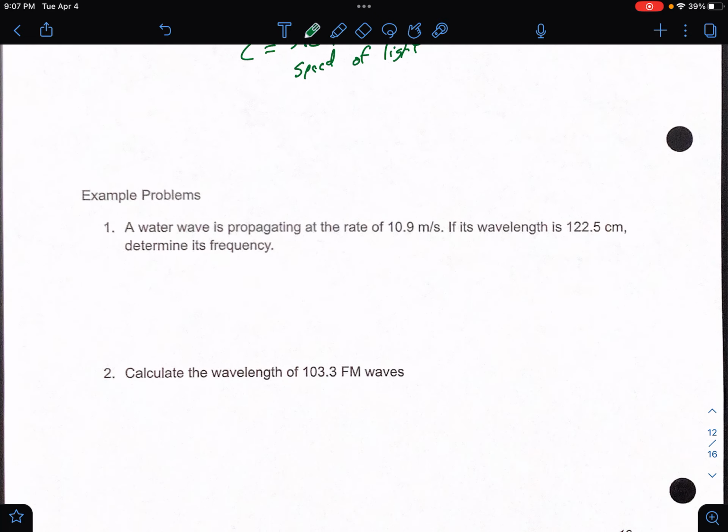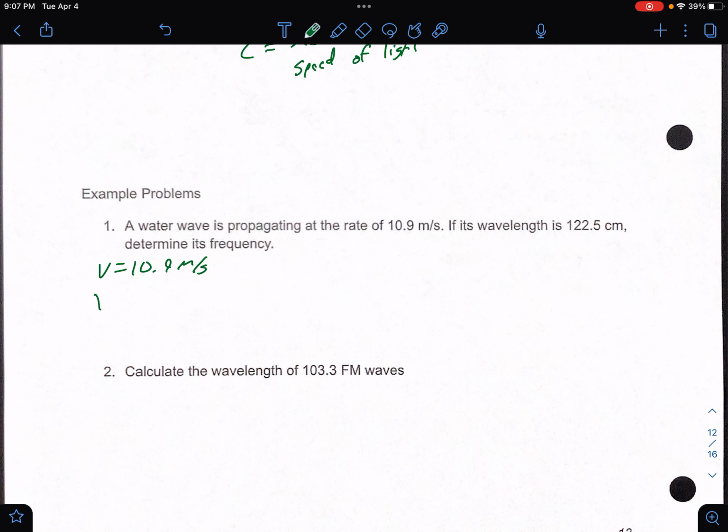Okay, so let's do a couple of simple examples, and then we'll do more on the next video. A water wave is propagating at a rate of 10 meters per second. So I just gave you my velocity right there. And the wavelength is 122.5 centimeters. So wavelength is 122.5 centimeters, but we cannot have centimeters, so divide by 100. That gives you 1.225 meters. So I want to know what the frequency is. So that's your question mark.